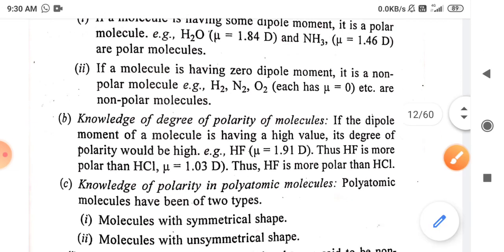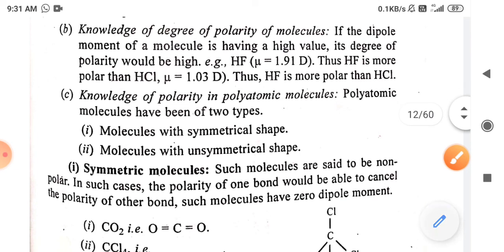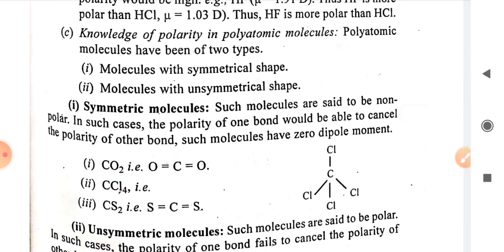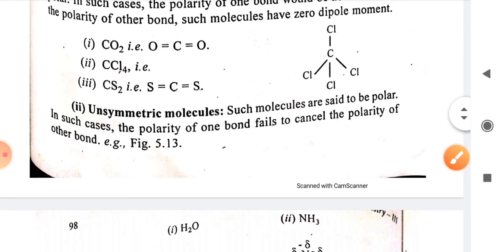Now next is the degree of polarity of the molecule. Depending upon the magnitude of the dipole moment, we can say which molecule is more polar. If there is a large difference of electronegativity, the molecule is more polar than the other and will show a higher dipole moment value. So if the dipole moment of the molecule is higher, its degree of polarity will be high. For example, hydrogen fluoride shows 1.91 and HCl shows 1.03. The molecule also shows polarity based upon its structure: if it is symmetrical, it will show zero dipole moment, and if it is unsymmetrical, it will show some value of polarity and dipole moment.